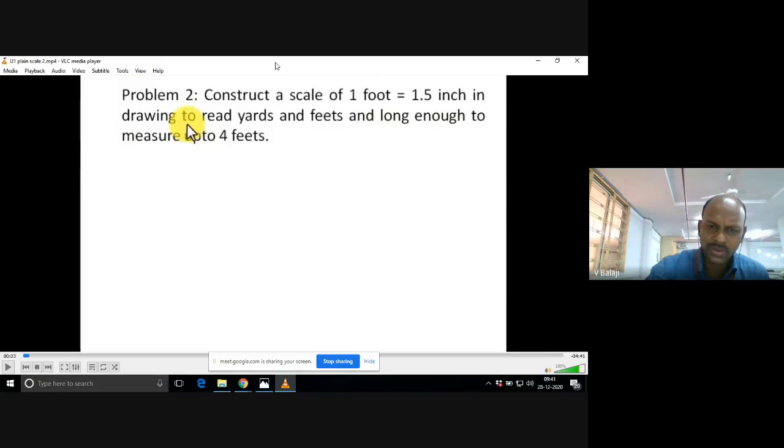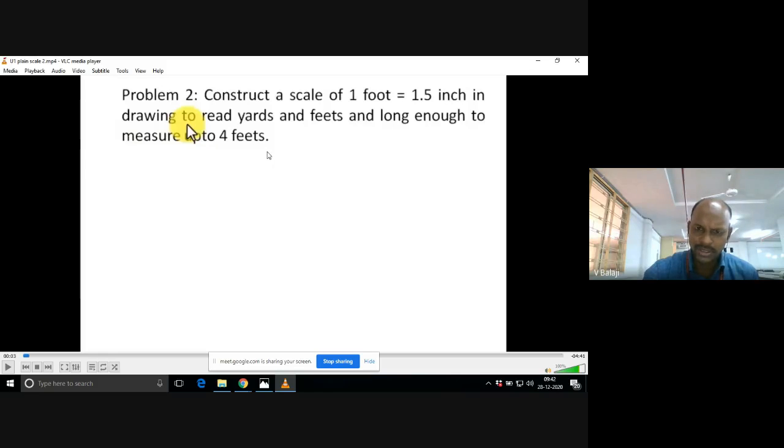Now immediately what you have to see is what is the relation given in the problem? Foot and inches. And what is the maximum length given in the problem? The scale is useful to measure up to 4 feet only. If you want to measure 5 feet or 6 feet with that scale, it is not possible, because we are designing a scale for measuring up to 4 feet only. So this is a specific problem.